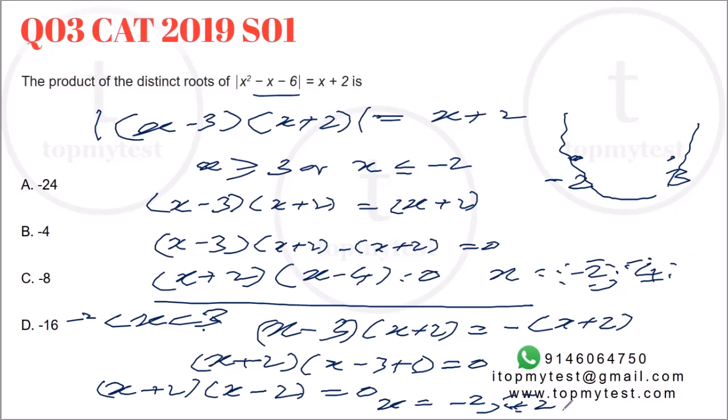What are the 3 roots? Minus 2, 4 and plus 2. What is the product of these? 4 into 2 is 8. 8 into minus 2 will be minus 16. Option D is your correct choice. If you're a little careful while opening the modulus symbol, this can be solved in about 2.5 minutes time.